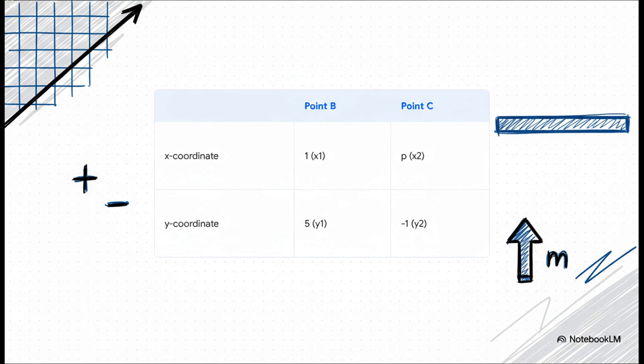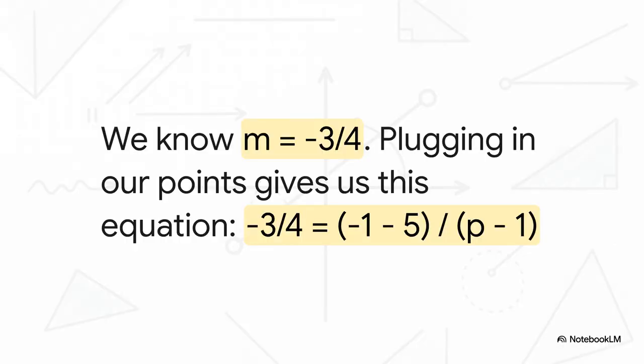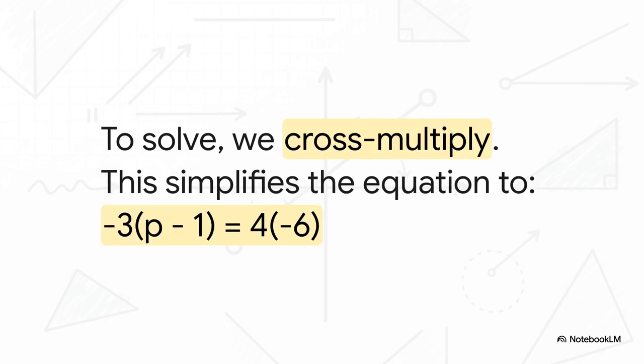Let's just plug in the numbers we know. So let's substitute everything. Our gradient m is -3/4, the change in y is -1 minus 5, and the change in x is our mystery p minus 1. And just like that, we have an equation with only one unknown. Now, when you have an equation that's a fraction equal to another fraction, the fastest way to solve it is this cool trick called cross multiplication. It gets rid of the fractions instantly. You multiply the top left by the bottom right and the bottom left by the top right. This gives us a much cleaner equation to solve.